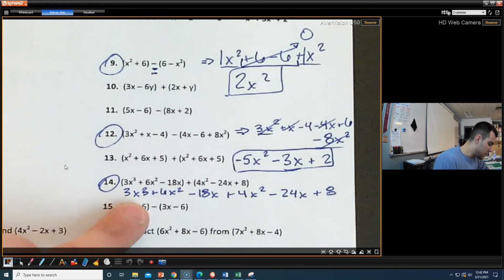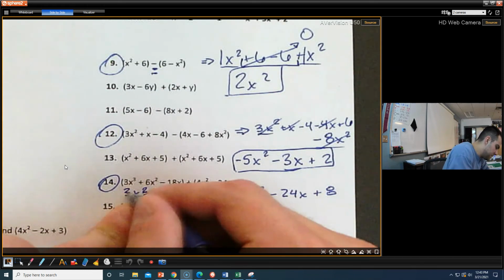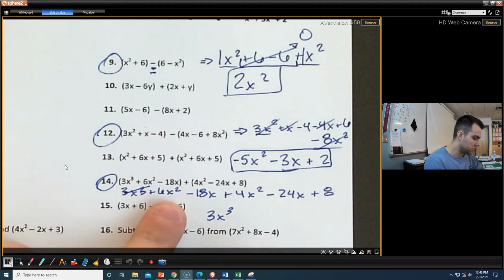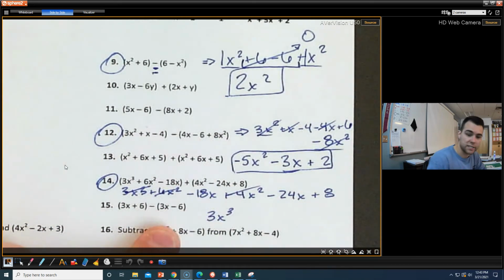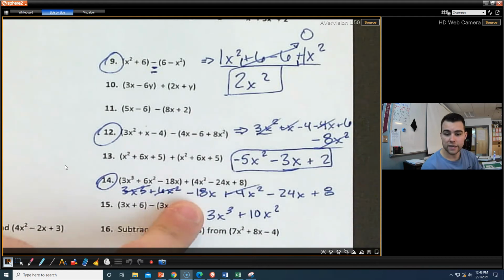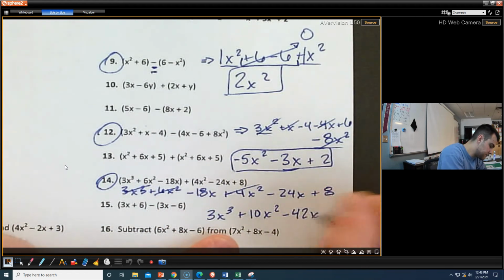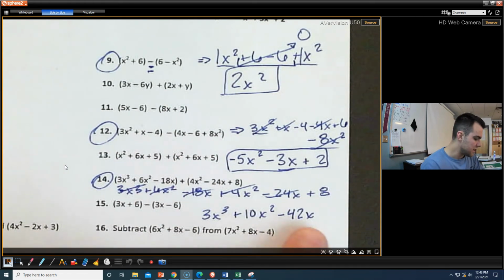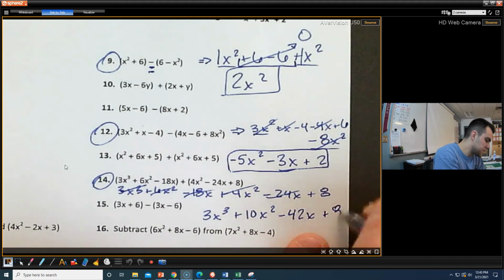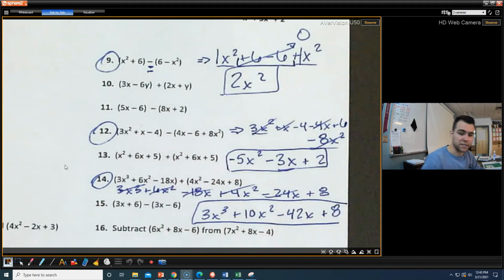3x to the third. I don't have anything that can combine with that. So that guy's done. 6x squared plus 4x squared. That is 10x squared. Negative 18 minus 24. That should give us negative 42x. I can add, I think. And then plus 8. Because I can't combine it with anything else. And that guy is done.